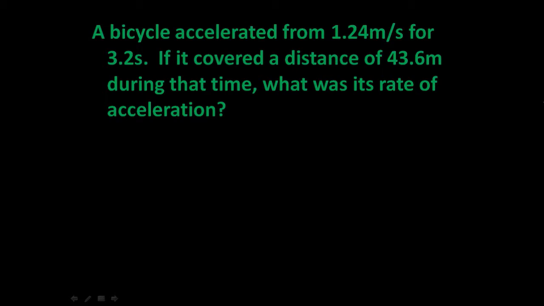So let's use those to try to answer a question. A bicycle accelerated from 1.2 meters per second to 4 meters per second for 3.2 seconds. If it covered a distance of 43.6 meters during that time, what was its rate of acceleration? If we assume that it's accelerating forward, that'll help us work the problem. If we don't know what direction it's accelerating, we really can't do it yet. Remember, acceleration is a vector. So let's assume that it's accelerating forward.